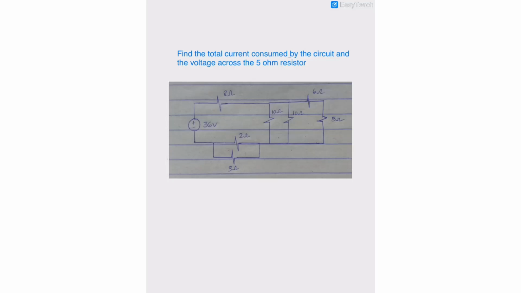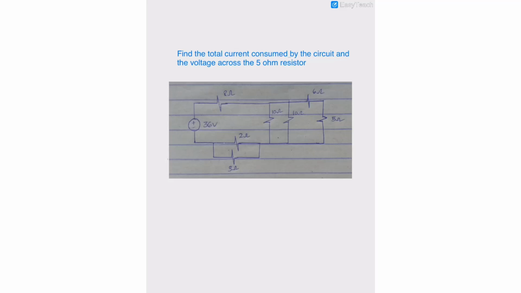So the first thing to do to solve for the total current and the voltage across the 5 ohm resistor is to simplify the circuit and redraw it. The first thing that we are about to do is to get the total resistance of the circuit. So how can we do that? The rule of thumb for solving this problem is we should always start from the farthest resistor from the voltage source, which is this one.